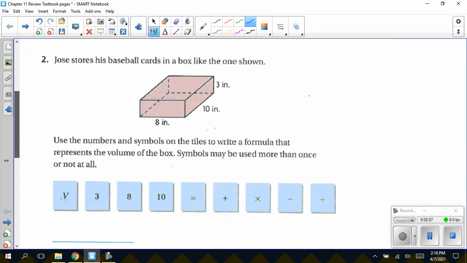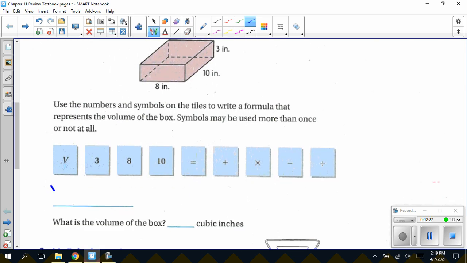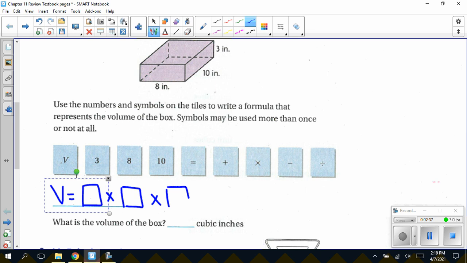Moving on to question number 2. Jose stores his baseball cards in a box like the one shown. It says, use the numbers and symbols on the tiles to write a formula that represents the volume of the box. Symbols may be used more than once or not at all. So on the test on Schoology, we already have the volume equals done for you. There will be blanks that you will be filling in to represent the length, the width, and the height. The multiplication signs are already there for you as well.